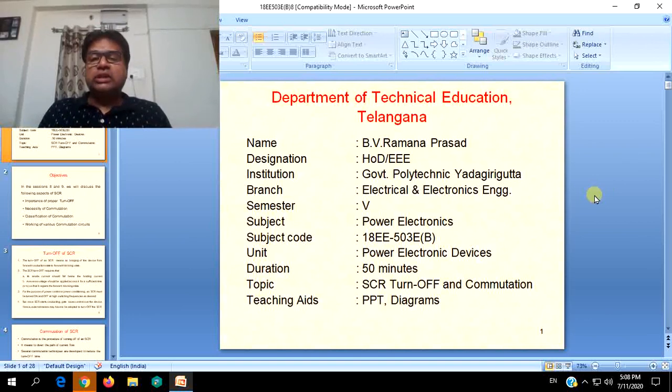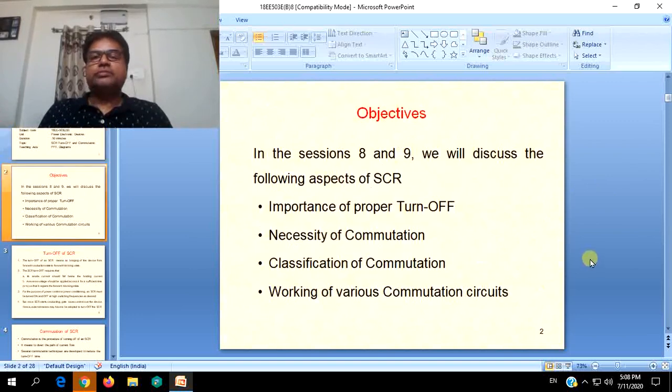So actually the SCR turn off procedures will be discussed in 2 sessions, that is in this 8th session and also in the 9th session. In this particular session we will be discussing the importance of turn off of the SCR and commutation. We will be discussing the importance of proper turn off, necessity of commutation, classification of commutation methods, working of various commutation circuits. Again, in these commutation circuits, we will be discussing only three out of the 6 circuits.